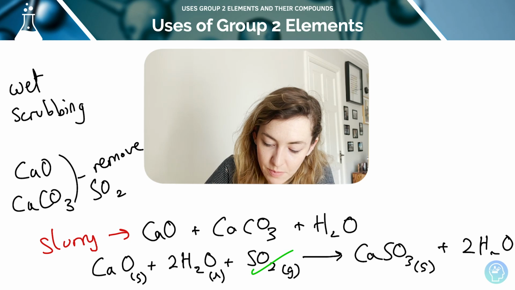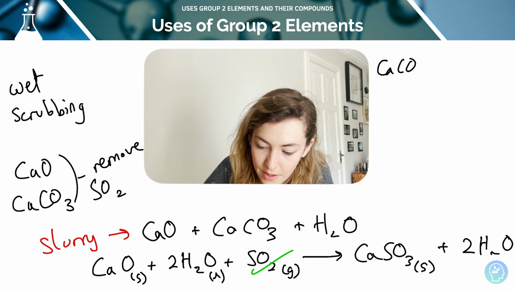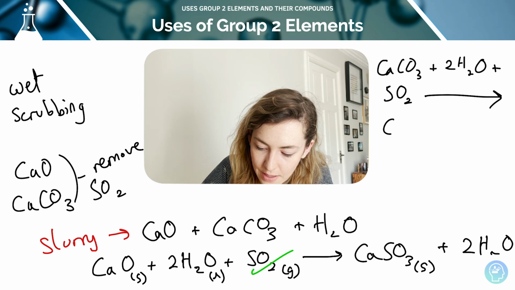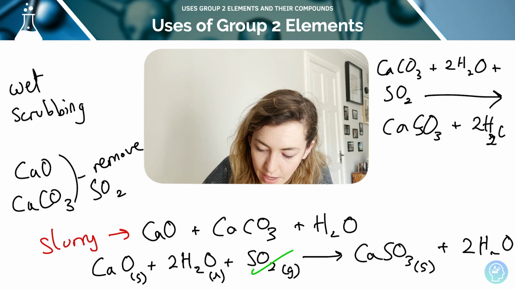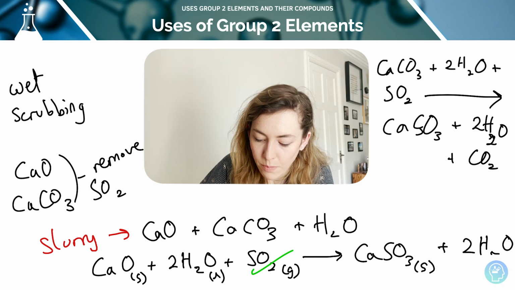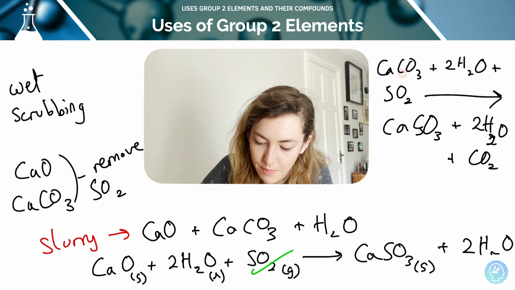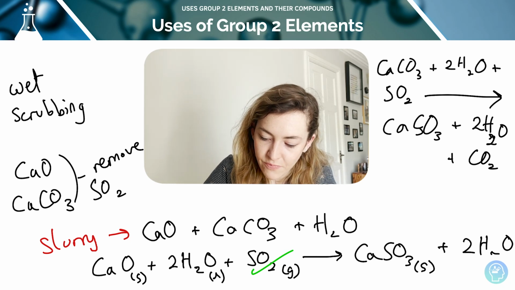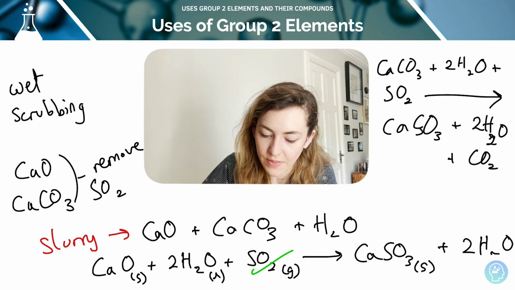If I react with calcium carbonate as well, calcium carbonate is going to react with the water that I've got in my slurry. And of course, it's also going to be reacting with the thing I don't want, the SO2. So what's it going to make? It's going to make the same thing: CaSO3 plus 2 H2O, plus some carbon dioxide as well, of course, because I've got a carbon atom here, so I need it on the other side. And again, fantastic. I've gotten rid of that sulfur dioxide that I didn't want.